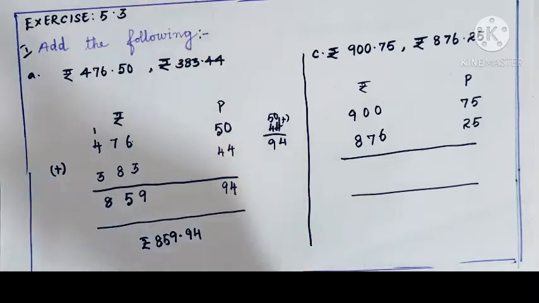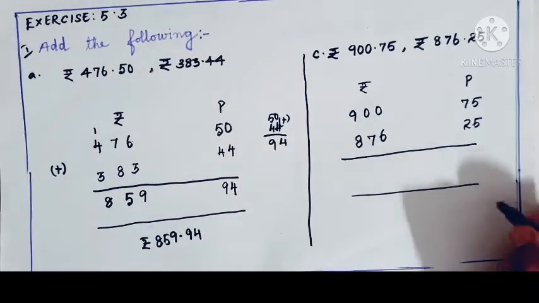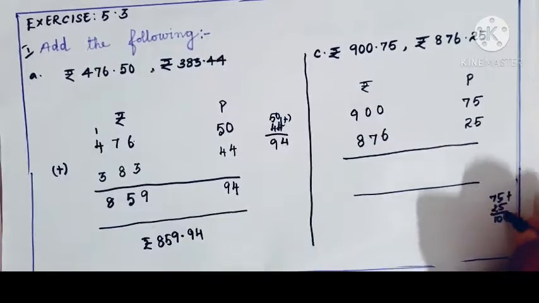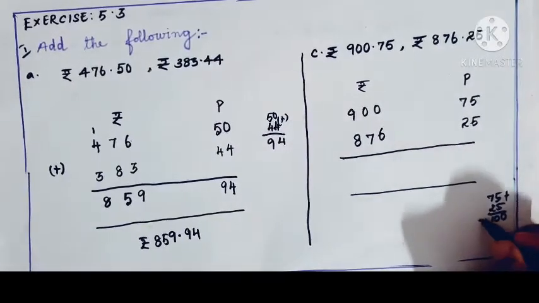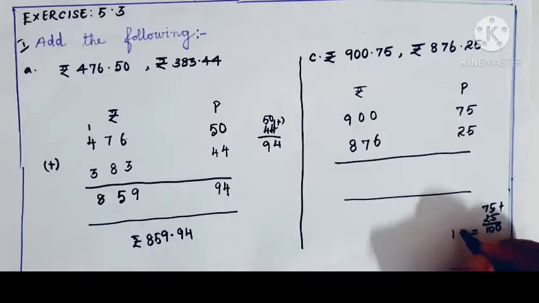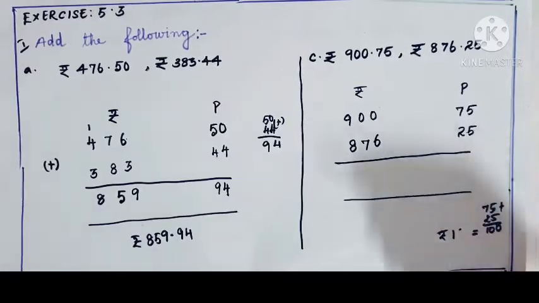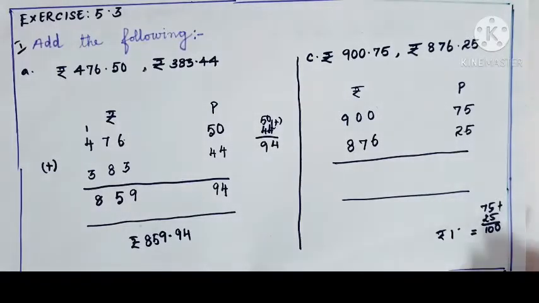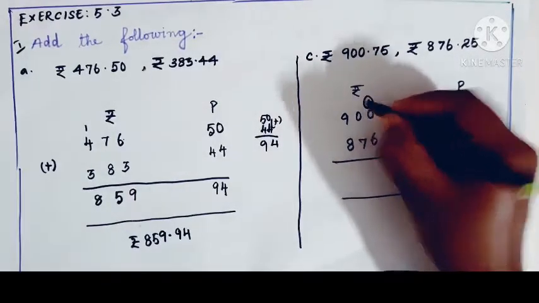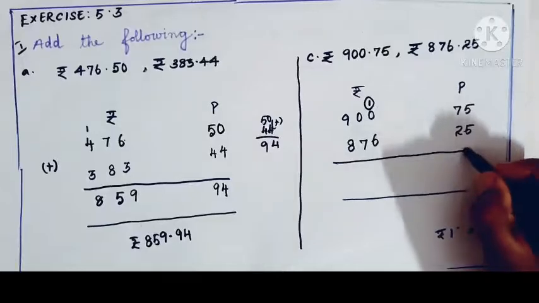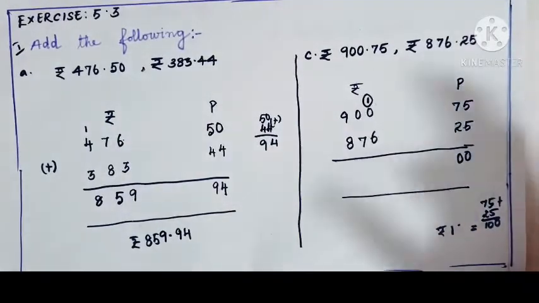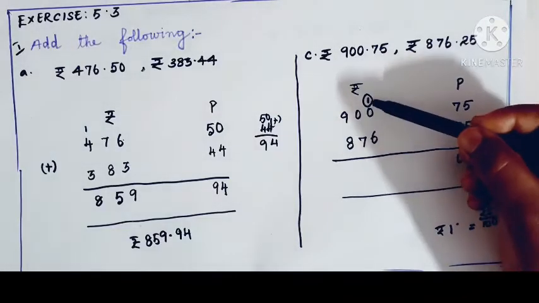1 rupee is equal to 100 pies, right? So 75 plus 25 is 100, so I make this 1 rupee. This 1 rupee, I take it and put it here. Is it clear? So it becomes 1. This will become 0, 0. So there are no pies. Is it clear?